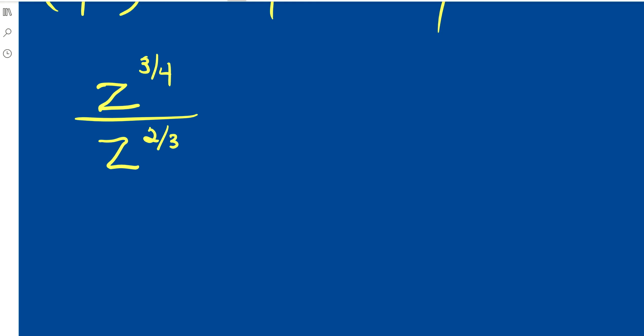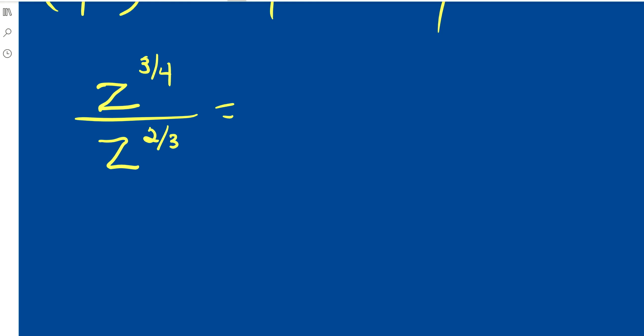All right, here's the problem C in practice problem 7. So my bases are the same in fraction form, so now I'm going to use the quotient rule. And I subtract one fraction from the other. And ideally, you want to subtract the smaller fraction from the larger one. All right, so this is going to be 3/4.